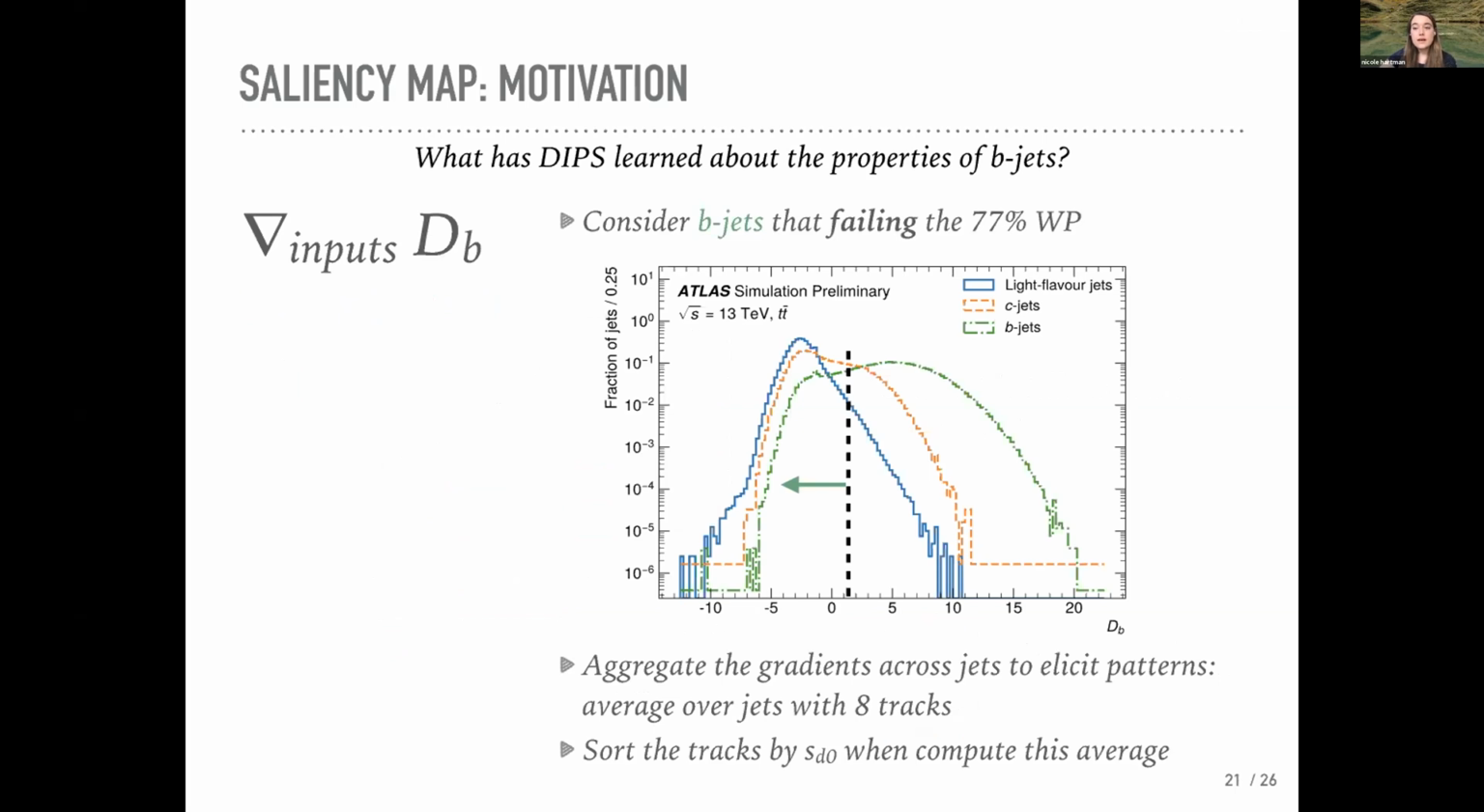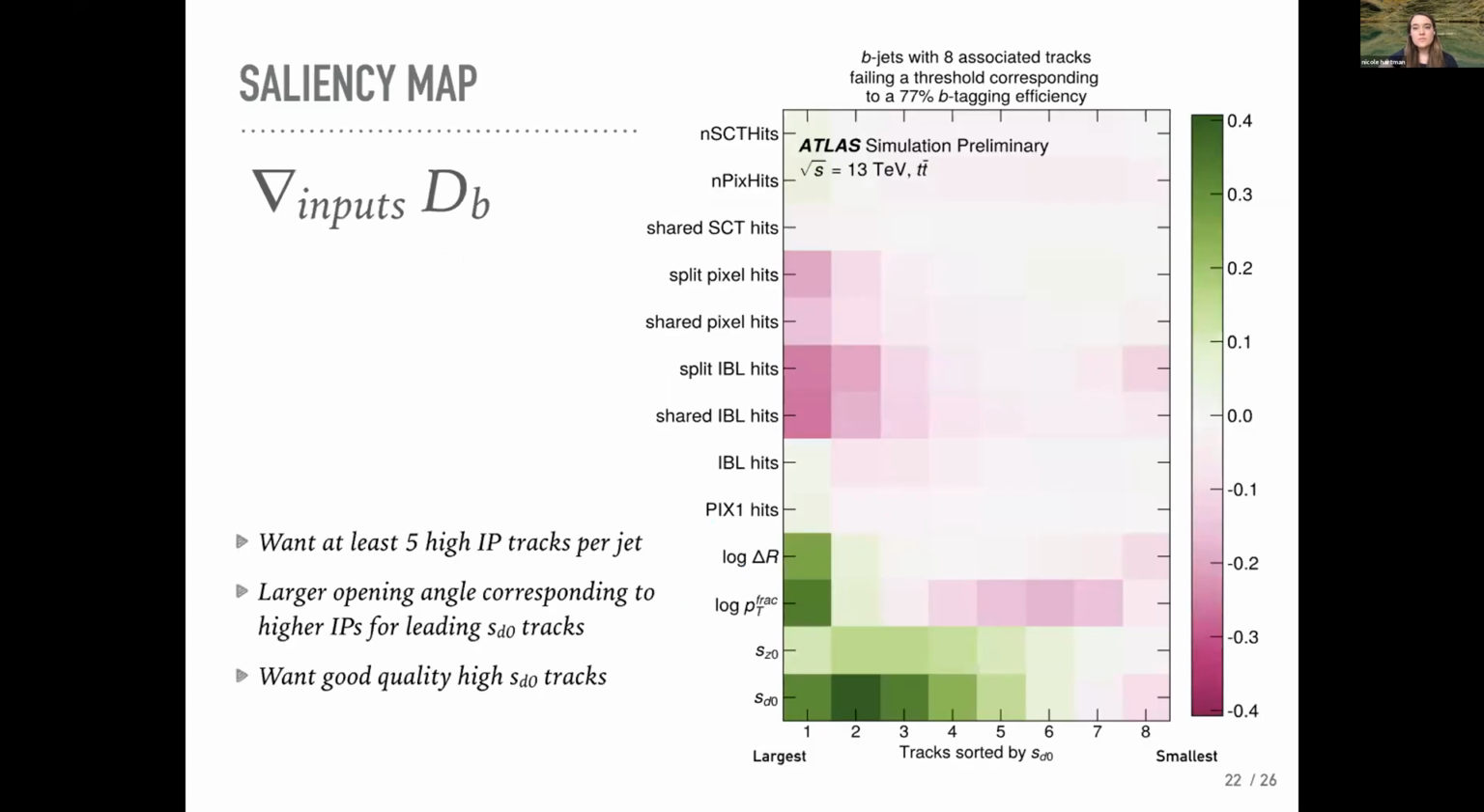So instead of looking at a single jet, I'm looking at an ensemble of jets. For example, we're looking at B jets that failed the 77% working point, or the green histogram with the set of jets below this dashed line cut. And then also to take out the track multiplicity dependence, I'm just looking at jets that had exactly 8 tracks. And then additionally, for computing this average, the tracks are going to be sorted by SD0. So this is what this slide is showing.